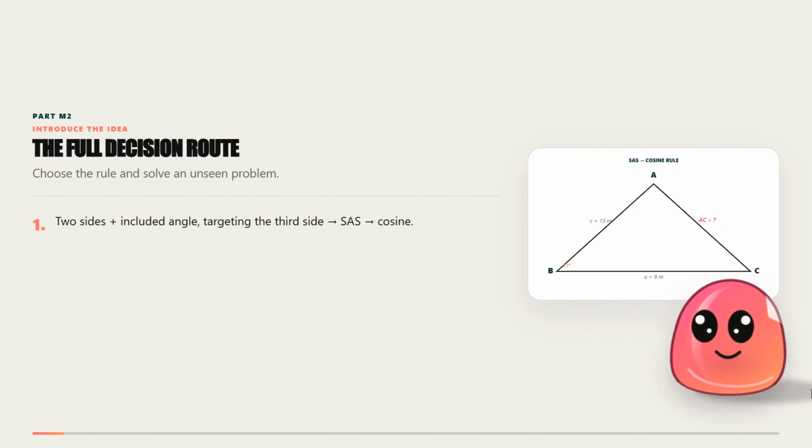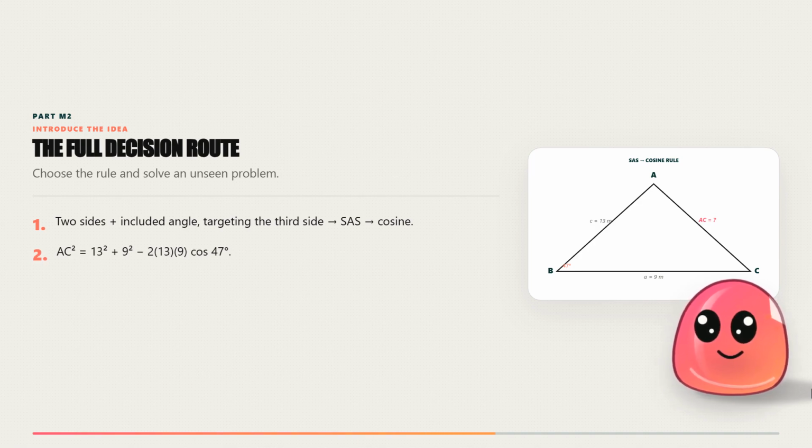Choose the rule and solve an unseen problem. Here's the key idea. Two sides plus included angle, targeting the third side: SAS cosine. AC squared equals 13 squared plus 9 squared minus 2 times 13 times 9 times cos 47 degrees. AC is almost equal to 9.51 m.